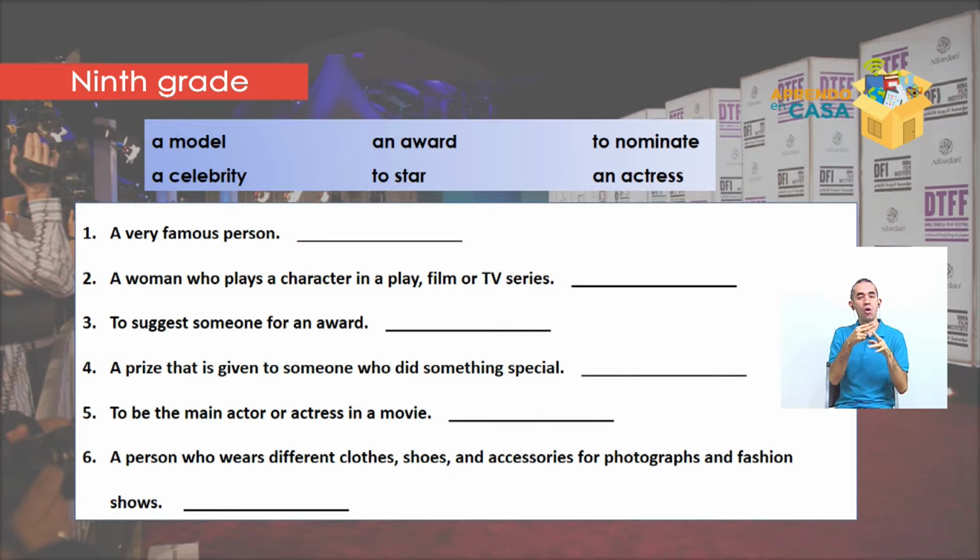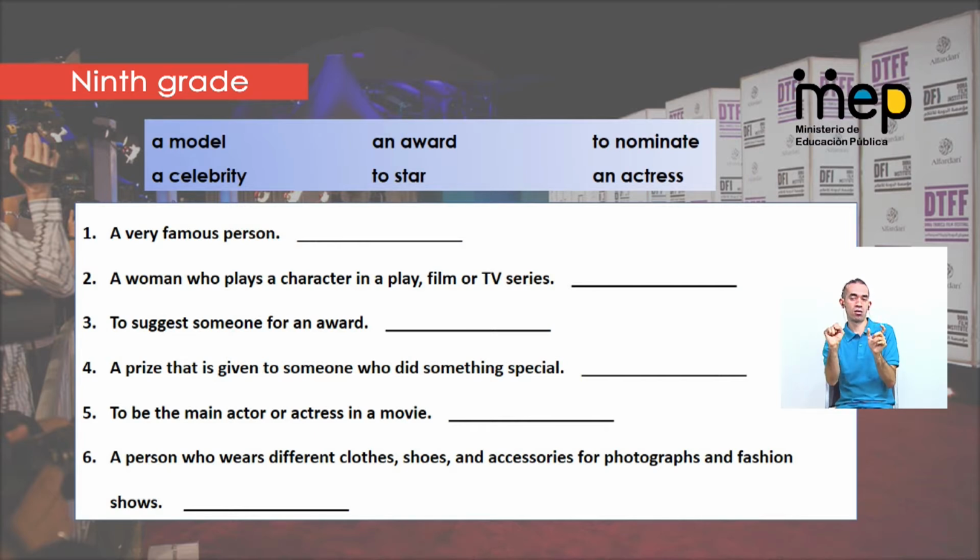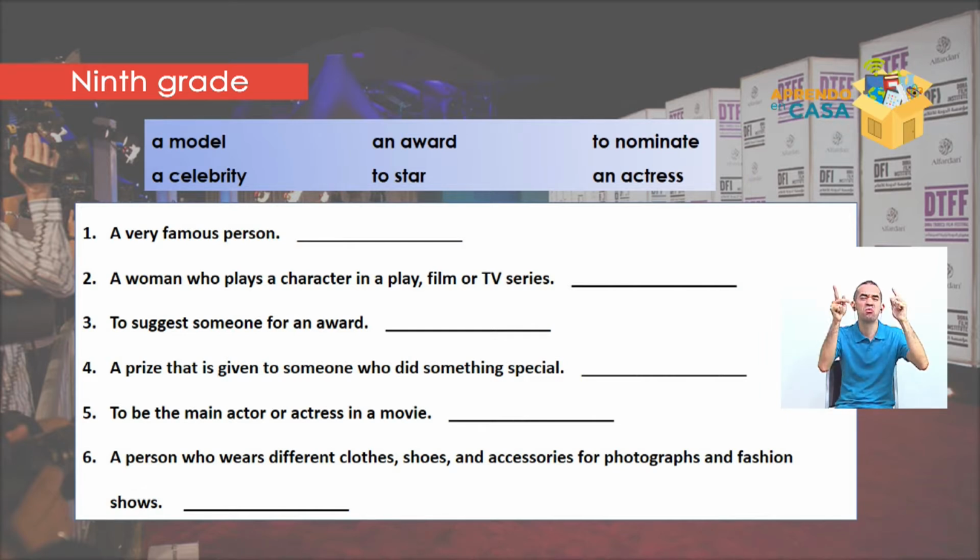Let me give you a hint on how to complete this. When you see the word a, that means a noun, all right? And when you see the word to, that is a verb, okay? So to start is a verb, and a word is a noun. So a very famous person, what is that? Which of those words? Let's see the answer for that one.